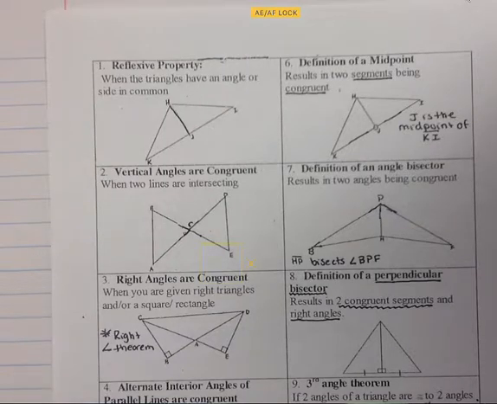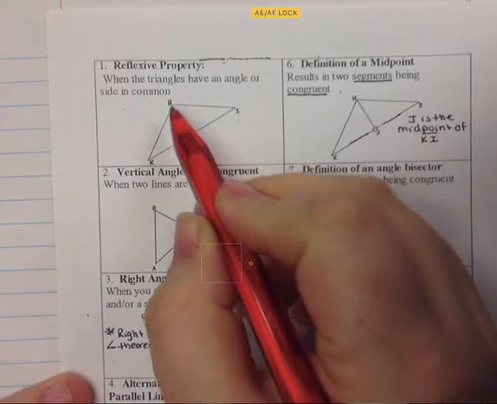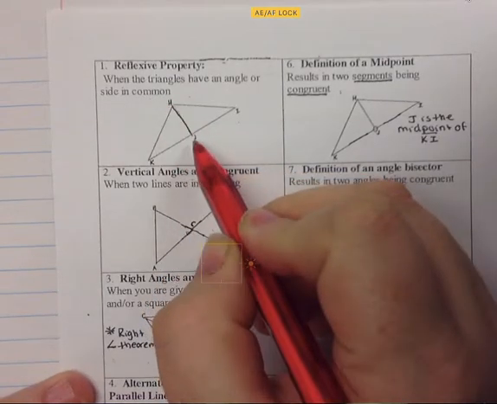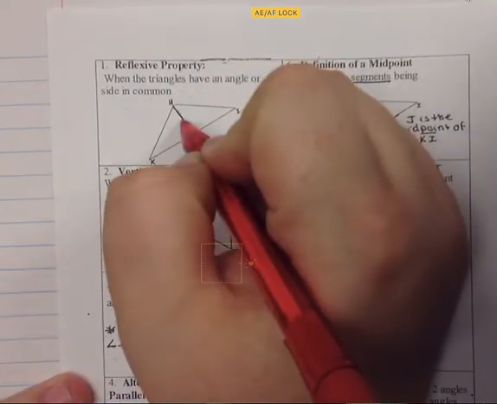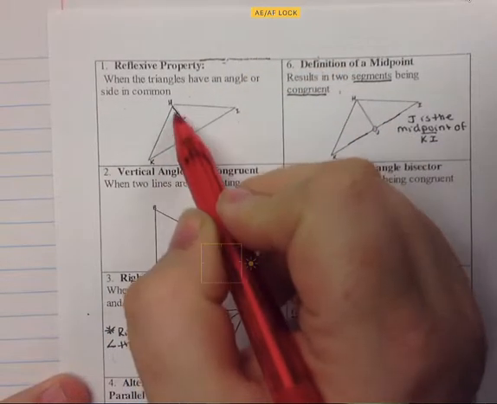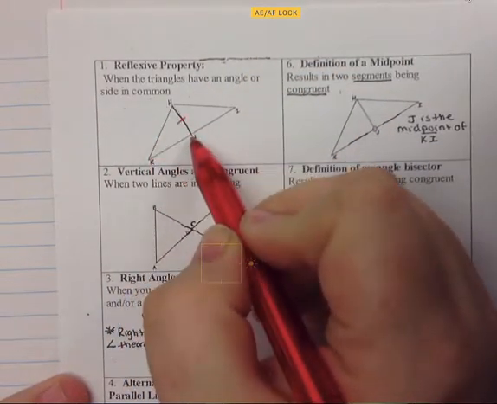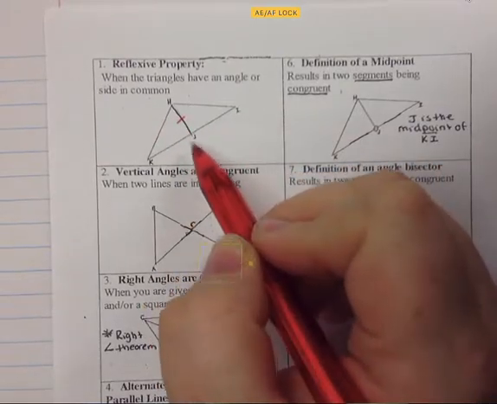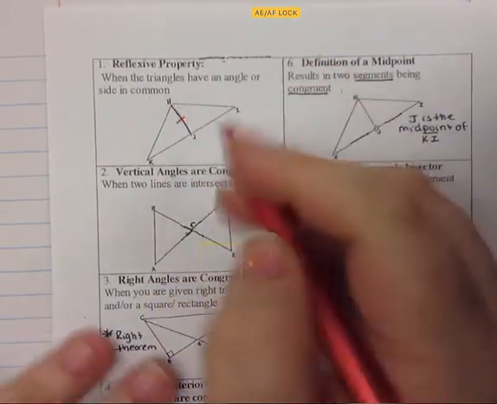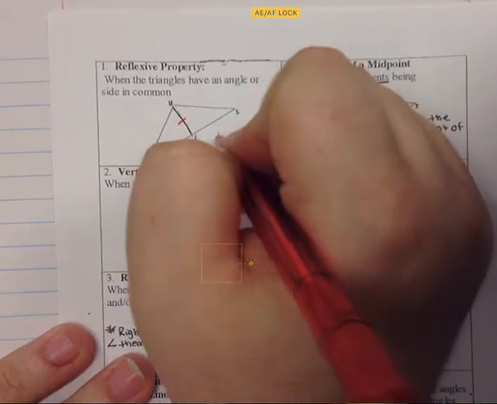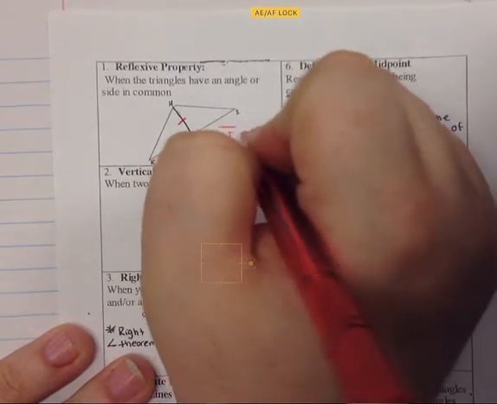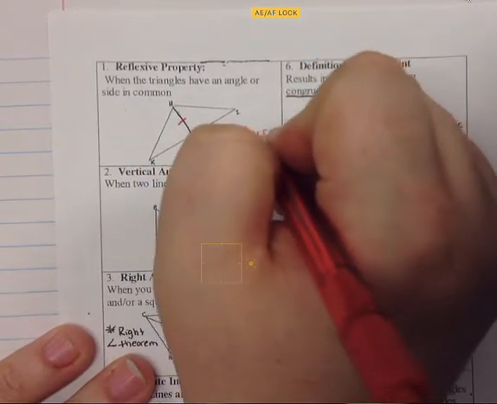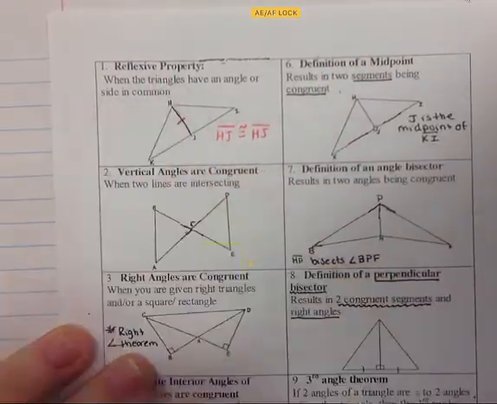So as you can see here, they are sharing this side HJ. That means that this segment HJ for the triangle KHJ and for IHJ, HJ has to be congruent to itself. So we would say that HJ is congruent to segment HJ by the reflexive property.